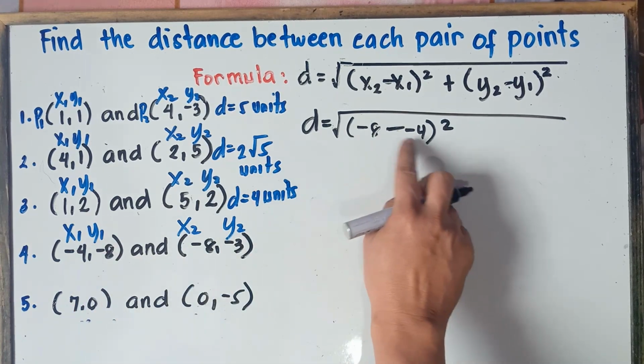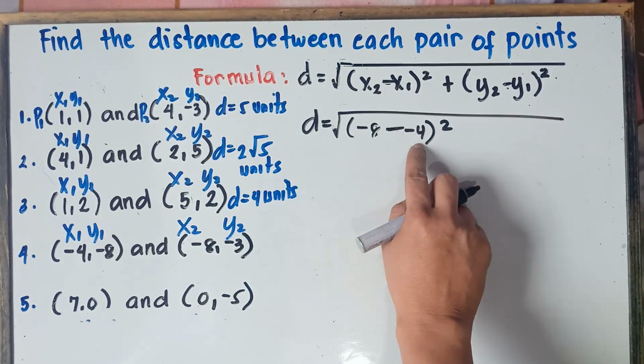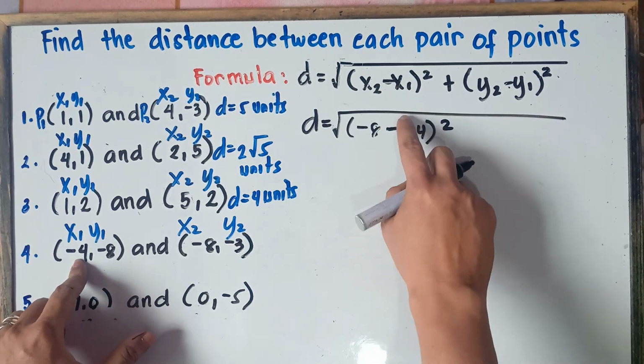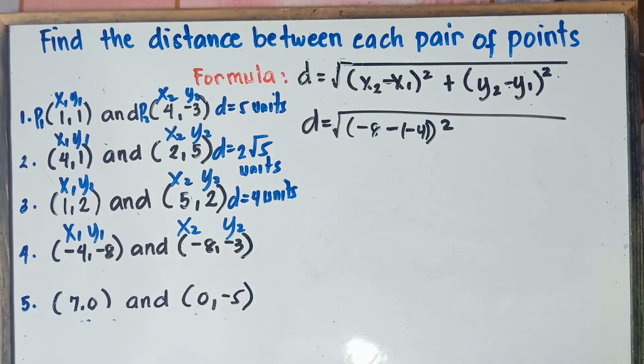Sir, question, why do we have 2 negatives? The first negative came from the formula. And then this negative 4 came from the value of x sub 1. So therefore, we need to put parentheses, because we have 2 negatives.